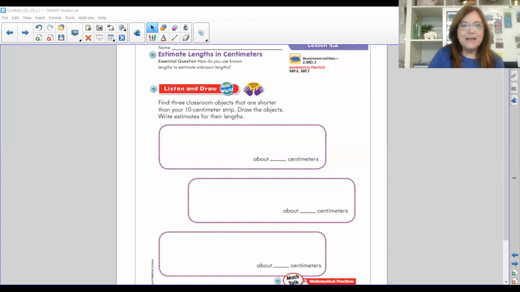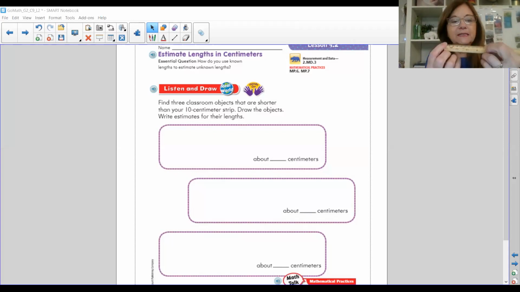Okay, so Jesse Bear's video was all about estimating how long something is in relationship to about 10 centimeters. And in our very first lesson, our 9.1, if we were in class, we would have made a 10 centimeter strip. But if you haven't made a 10 centimeter strip, you can just use your ruler to have 10 centimeters.